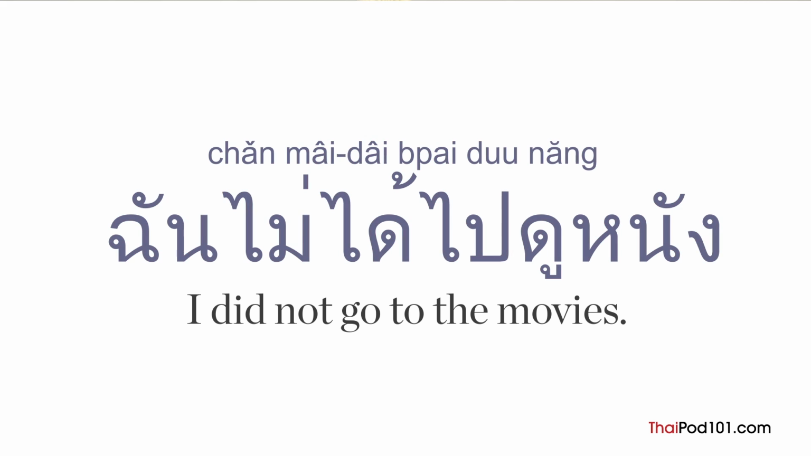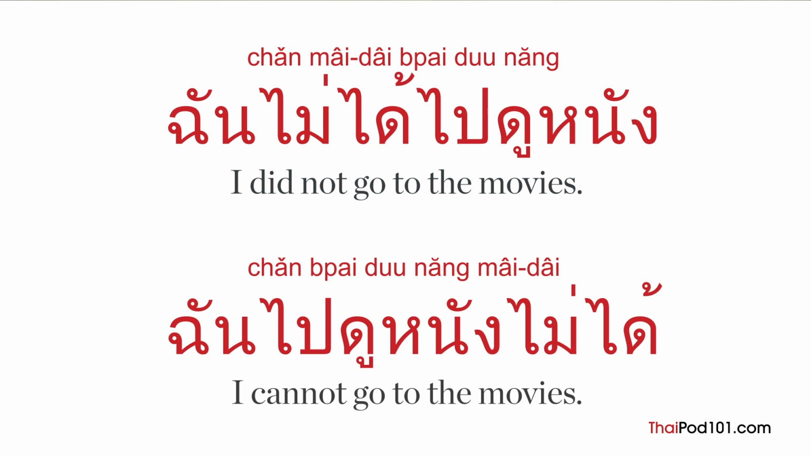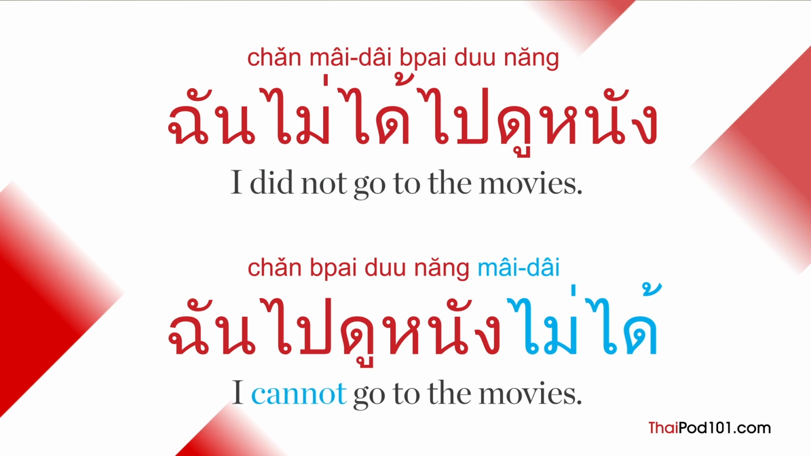For example, ฉันไม่ได้ไปดูหนัง means I did not go to the movies. As you can see, the meaning shifted completely compared to ฉันไปดูหนังไม่ได้, I cannot go to the movies. Remember, we put ไม่ได้ before the verb to mean did not, and we put ไม่ได้ after the verb to mean cannot.